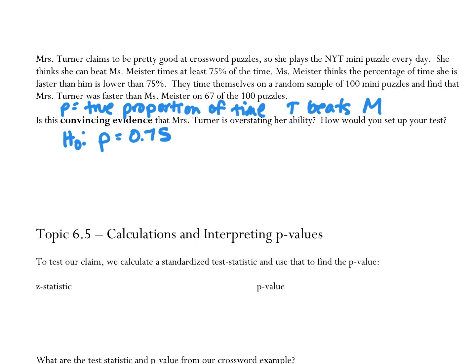What's my alternative? My alternative is what I'm hoping to conclude at the end. So, is this convincing evidence that Mrs. Turner is overstating her ability? Is she saying that she's winning more frequently than she does? So we want evidence against her. Is everybody good? So we want to show what about her winning percentage? That it is actually less than 75%. So everybody good on how I came up with that specific value or why I chose less than?